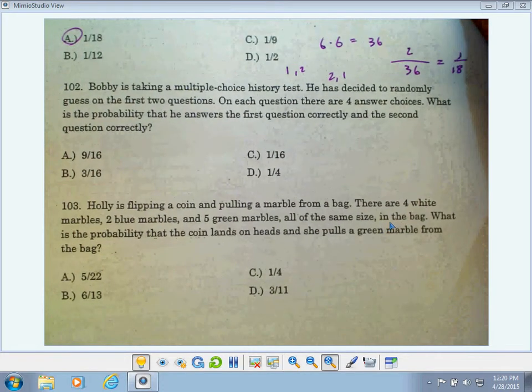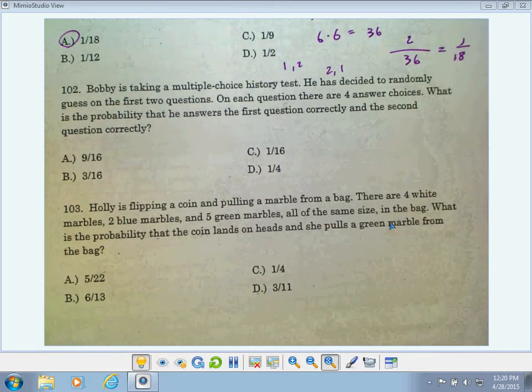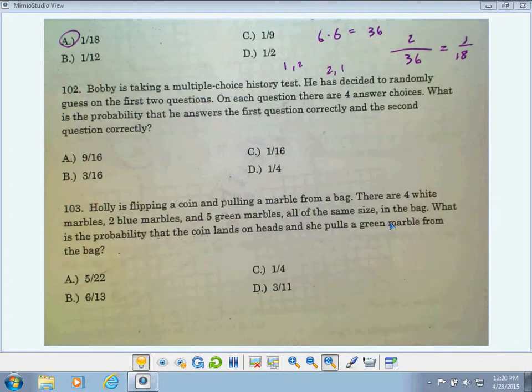Okay, number 102 is talking about a multiple choice history test. It says he decided to randomly guess on the first 2 questions. On each question there are 4 answer choices. What's the probability that he answers the first question correctly and the second question correctly?